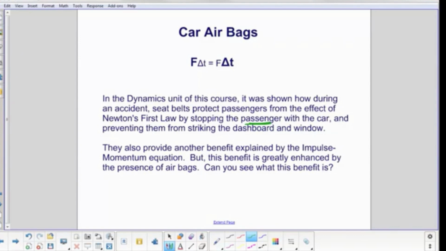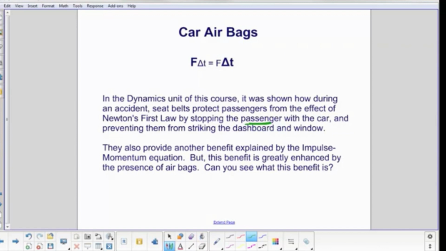So if you are not seat belted in, the car stops because it hits something or you apply the brakes very quickly. And if you are not seat belted in, the frictional force between your body and the seat is not enough to stop you. So you'll go flying forward as the car stops, which is never a good idea. Also, the seat belts provide another benefit explained by the impulse momentum equation, and this benefit is greatly enhanced by the presence of airbags. Can you see what this benefit is?